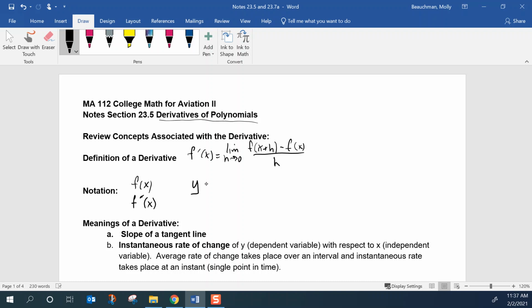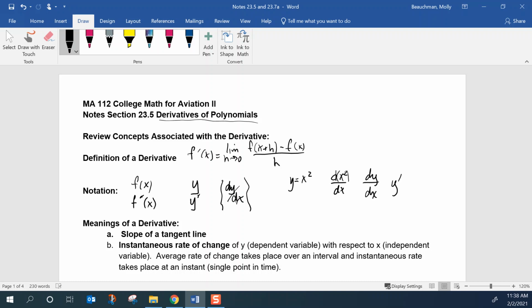If your function is y is equal to something, y prime, another notation is dy dx, the derivative of the function y with respect to x. We may see the dy dx notation a little bit more in this chapter. It means the same thing as y prime. If you have an equation y is equal to x squared, you might see the derivative as d x squared over dx, the derivative of the function x squared with respect to x. It may be written dy dx, and it may be written y prime.